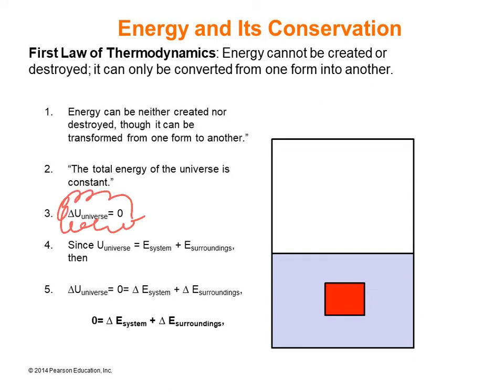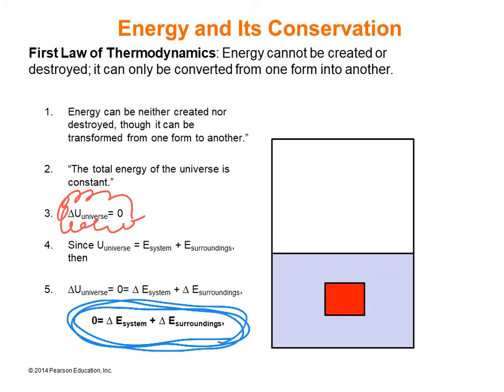Real important. And since the energy of the universe is equal to the energy of the system plus the energy of the surroundings, and the change in the energy of the universe is 0, that must mean that the change in the energy of the system plus the change in the energy of the surroundings also has to be equal to 0. This simple equation summarizes all of the science of calorimetry. It's an equation we're going to make use of several times in this chapter.